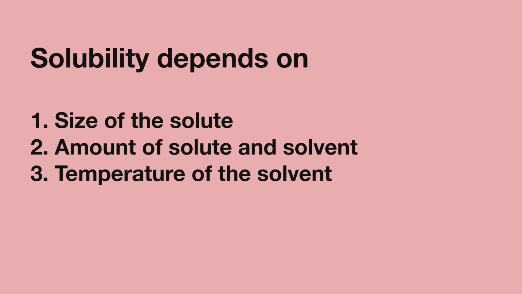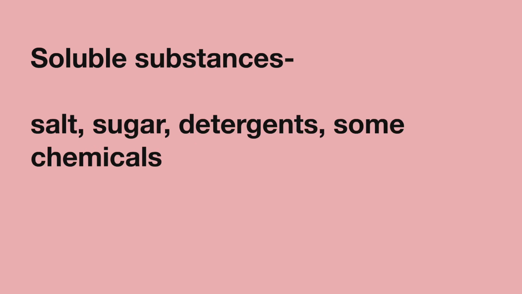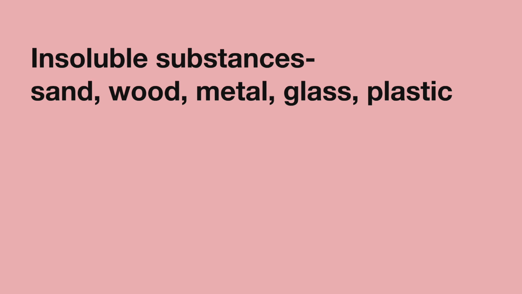The solubility depends on the size of the solutes, the amount of solute and solvent, and the temperature of the solvent. Examples of soluble substances are salt, sugar, detergent, glucose, some chemicals and minerals. Examples of insoluble substances are sand, wood, metal, glass, plastic.